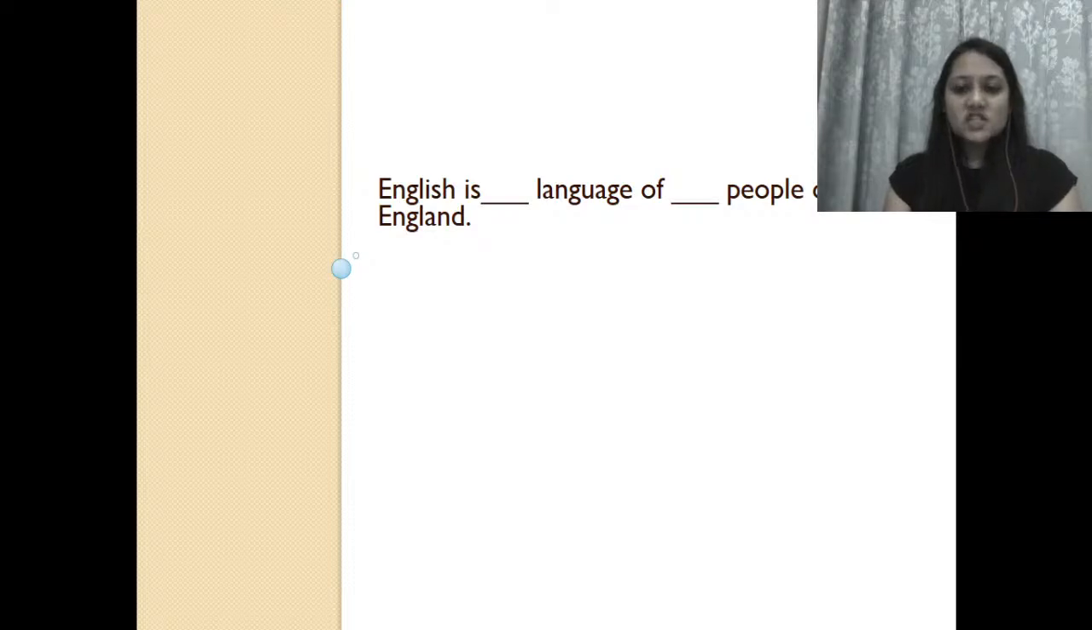The question is, English is dash language of dash people of England. So English is the language of the people of England. English is the language of N people of England. Definitely, there will be no N. Now the tussle is between a and the.